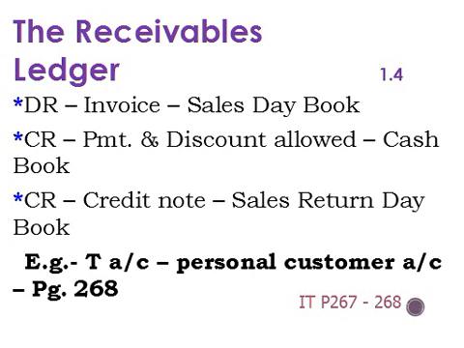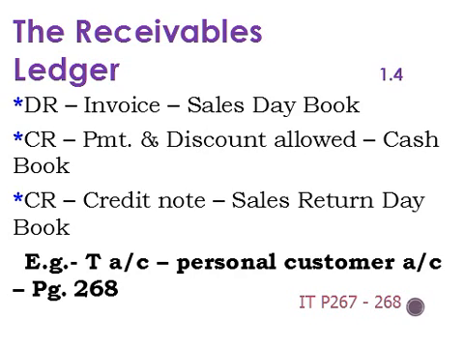When invoices are recorded in the sales day book, they are also recorded on the debit side of the receivables ledger. When payments and discounts allowed are recorded in the cash book from a customer, they are also recorded on the credit side of the receivables ledger. And when credit notes are recorded in the sales return day book, they are also recorded on the credit side of the receivable ledger.